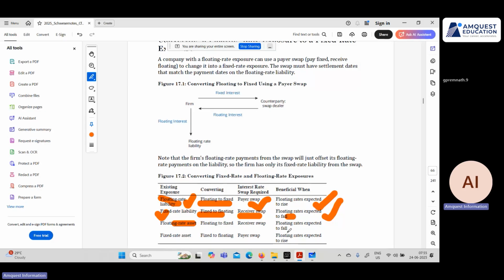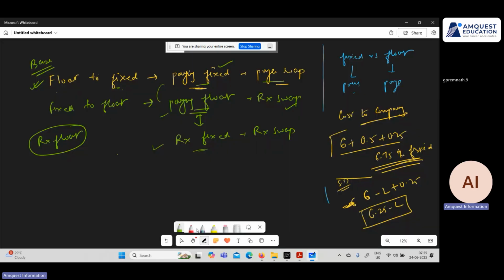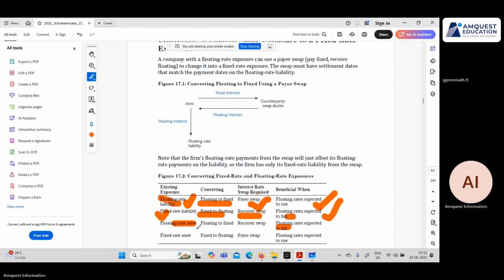And if you think that the interest rates are going to reduce, if you are to receive float, and you think that the interest rates are going to reduce, you would want to move to receive fixed. Which means you will pay float. When you want to receive fixed, it means pay float. Pay float, as in you are a receiver swap. Are you getting it? You become a receiver swap. And this is the opposite.